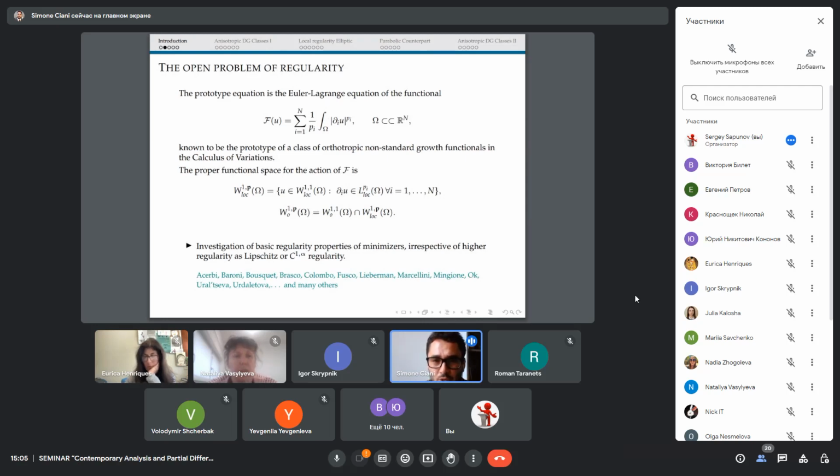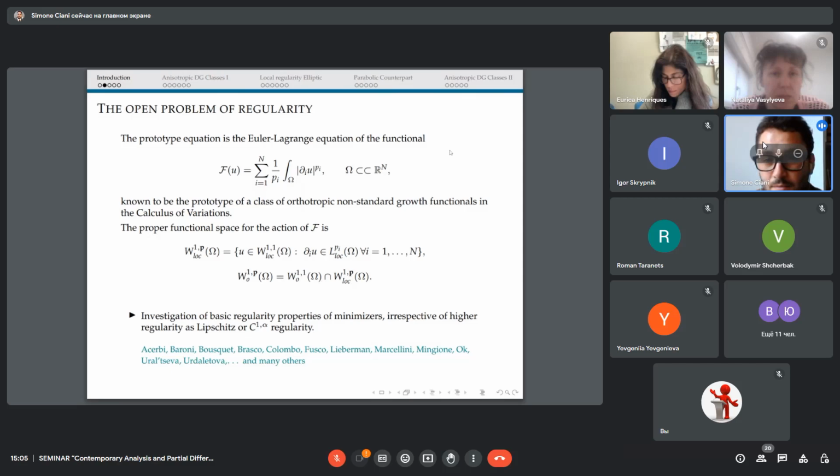Well, this prototype equation of the anisotropic p-Laplacian is actually a minimizer of an energetic functional, which is the following one, F(u). This functional F(u) is an energetic functional that is in itself an anisotropic one. We consider it on a bounded set of R^n. This functional F(u) is known to be the prototype of a class of particular functionals in the calculus of variations, which are called non-standard growth functionals. In particular, these non-standard growth functionals are somehow harder to describe, and the properties of the minima are not completely known yet. The picture is not complete.